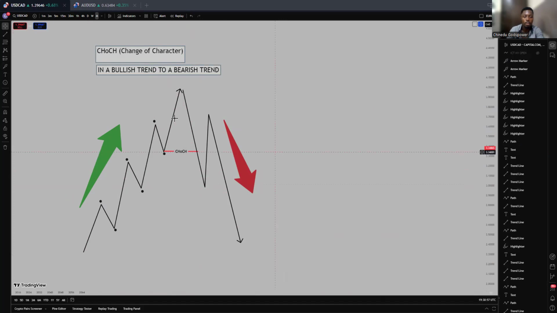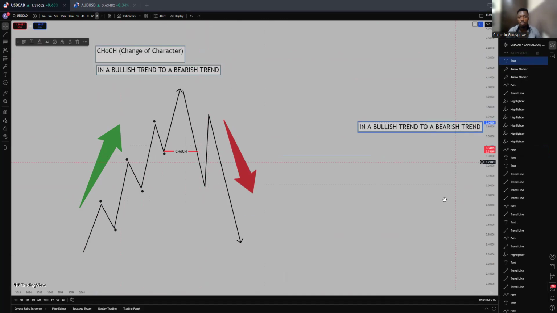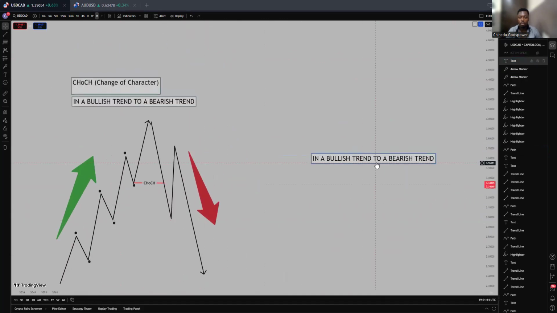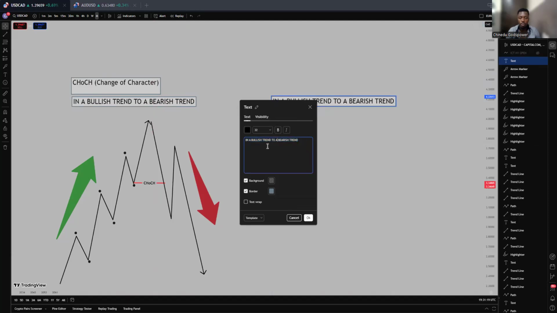So now, this is what it is. Let's move to a bearish trend to a bullish trend. I'm just going to copy this. I'm going to clone this. I'm going to the bearish trend, the bullish trend.